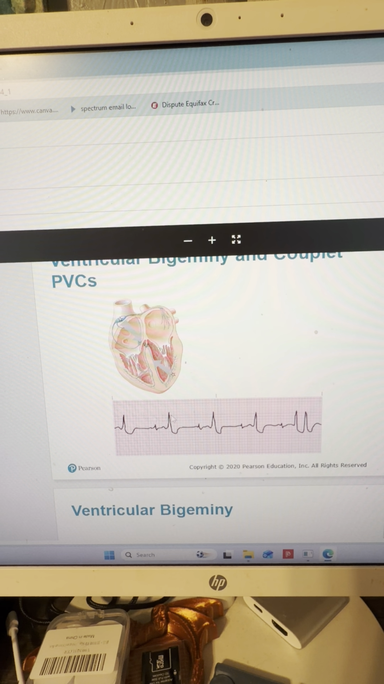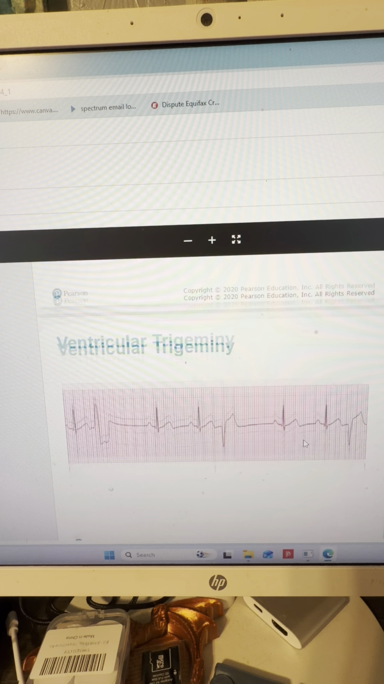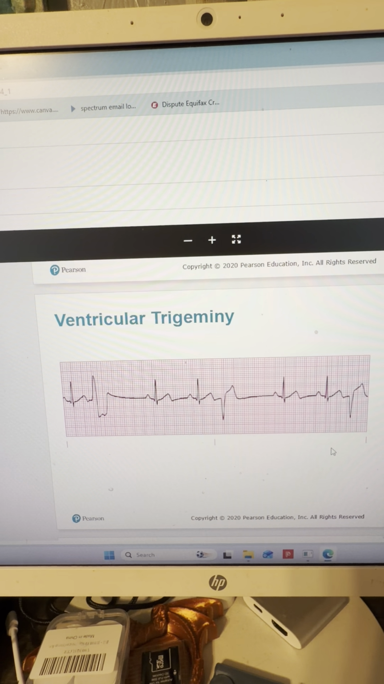This is a rhythm of bigeminy. So you have normal and then a PVC, normal, PVC, and it's every other beat except for this right here. So this is bigeminy, and then you have two together, and that's a couplet. This is regular bigeminy, so you have a normal beat, wide, bizarre PVC, normal beat, wide, bizarre, normal beat, wide, bizarre, so that's bigeminy. This one shows you trigeminy, so every 1, 2, 3rd beat is a PVC, 1, 2, 3rd beat is a PVC.